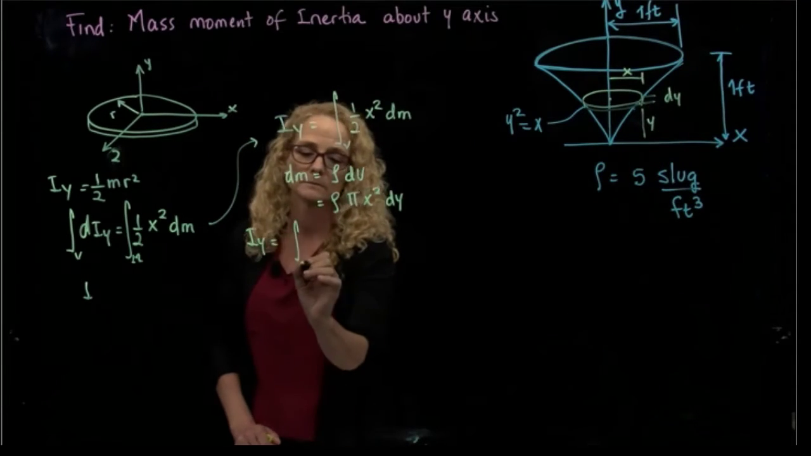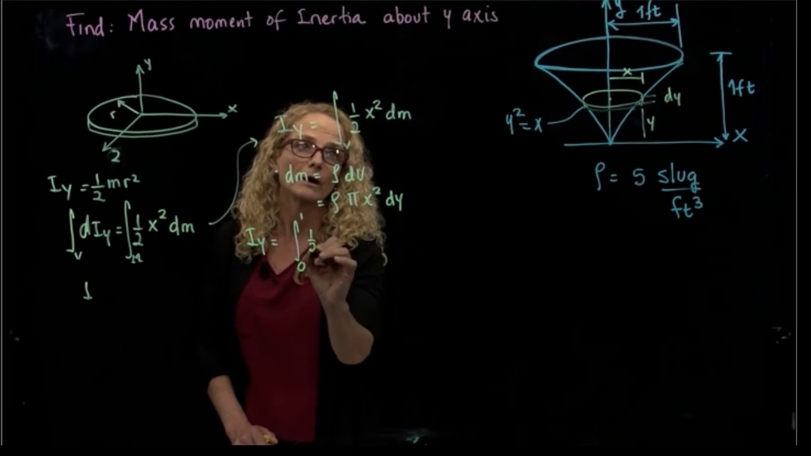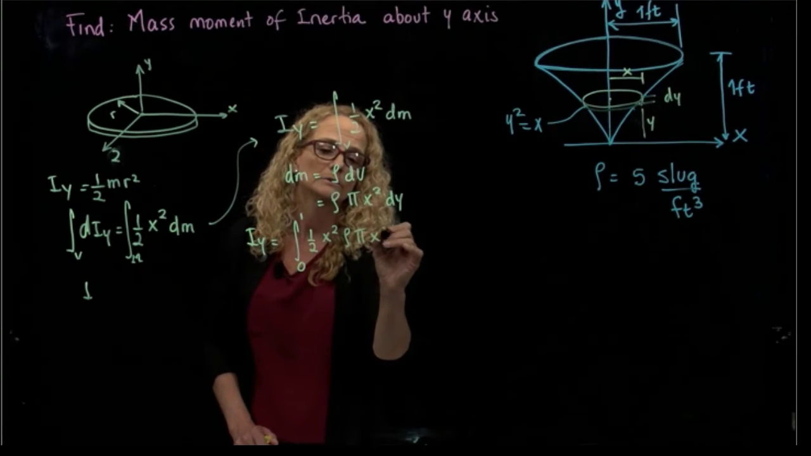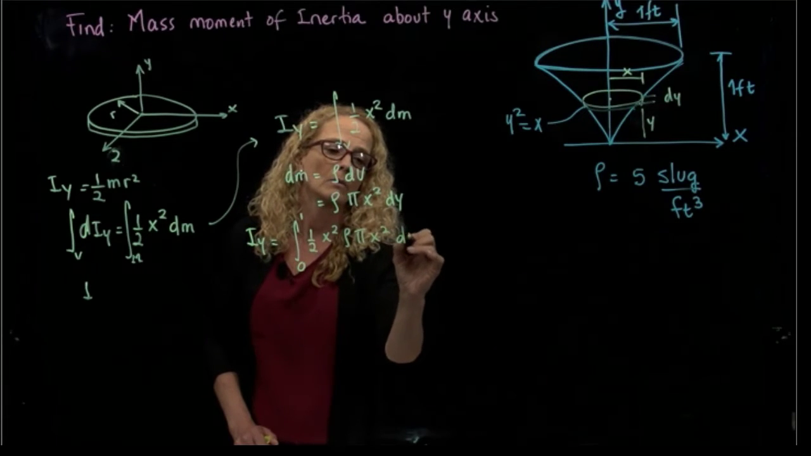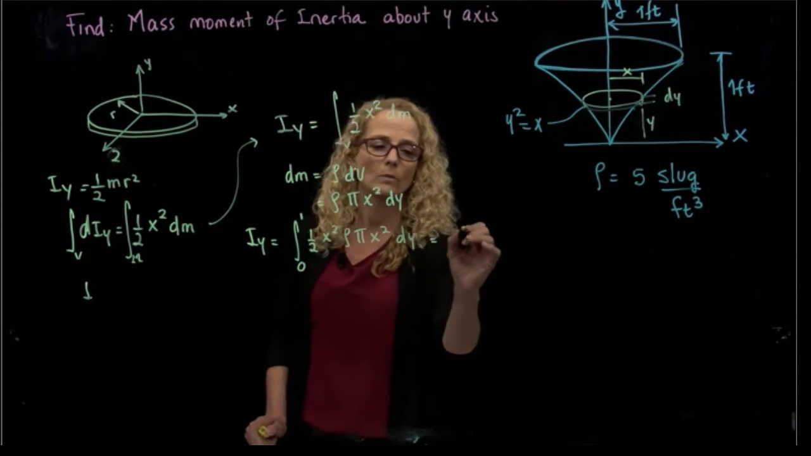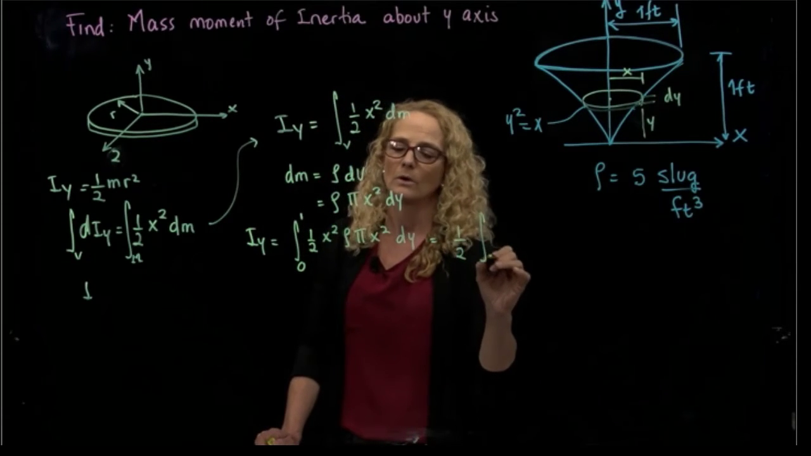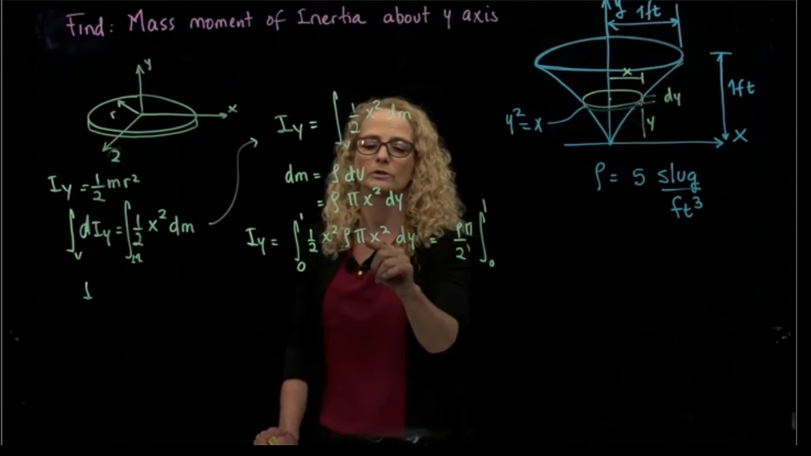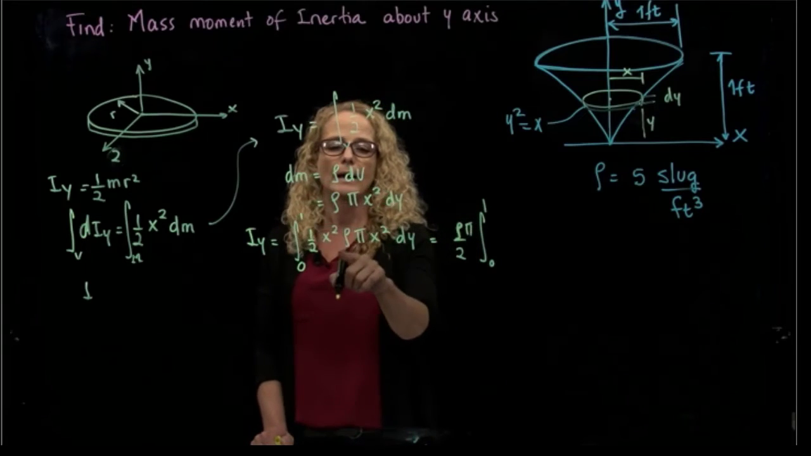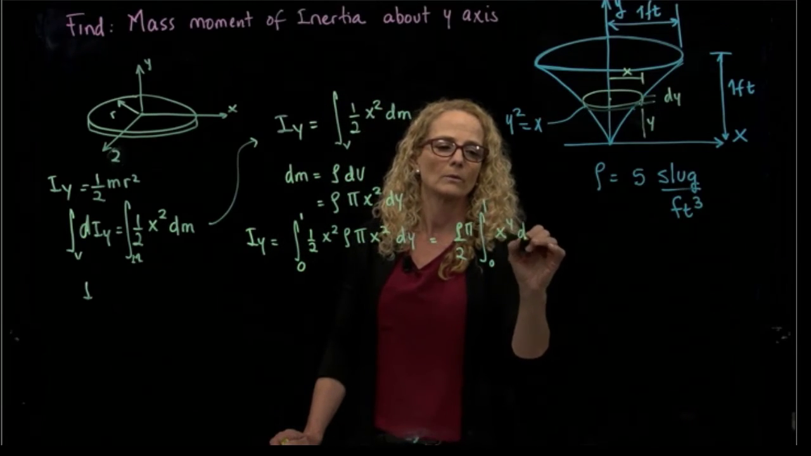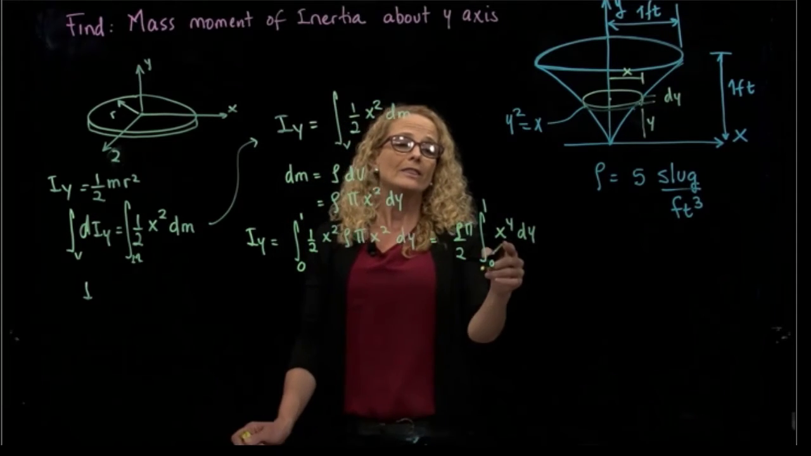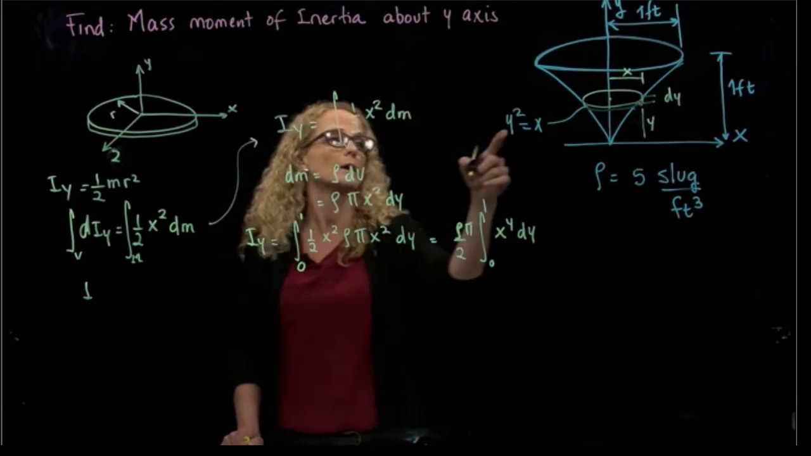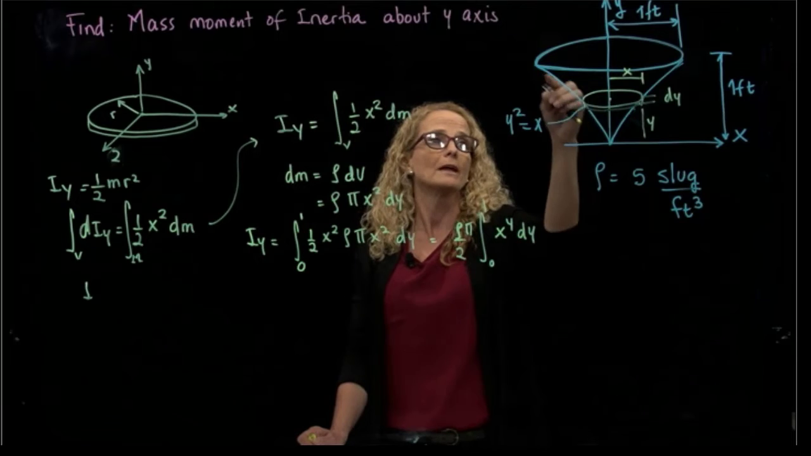I have my borders for y from 0 to 1, and I will say 1/2 of x squared rho pi x squared dy. So here I have 1/2, which I can take out of the integral from 0 to 1. Rho and pi are constants, so they can also go out of the integral. And I have x to the 4th dy. In order to integrate, and since my variable of integration is y, I will substitute x by my equation that gives me that profile.